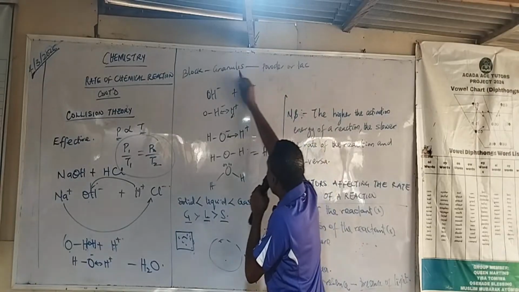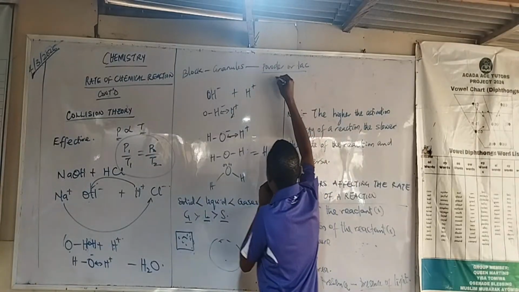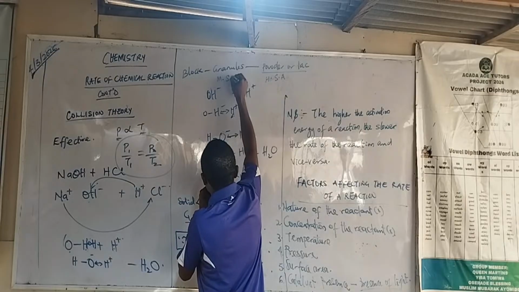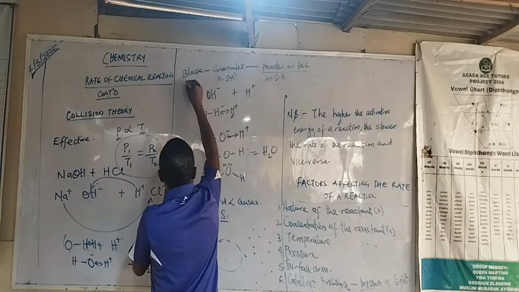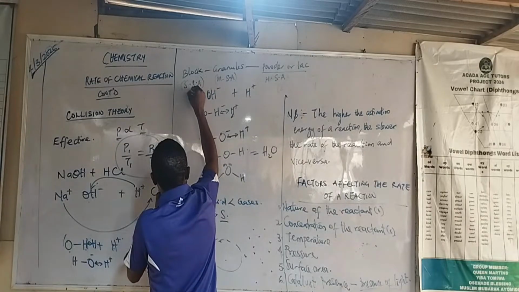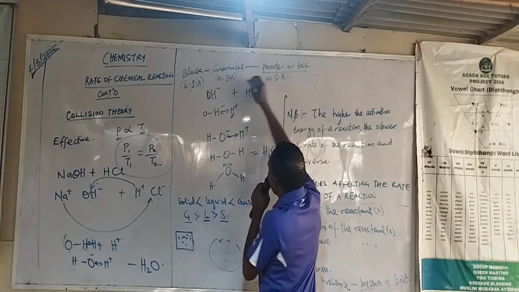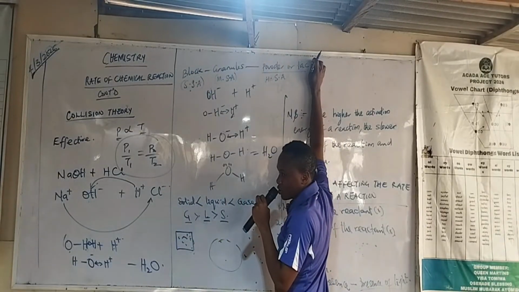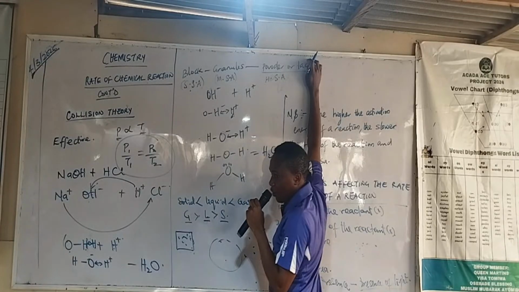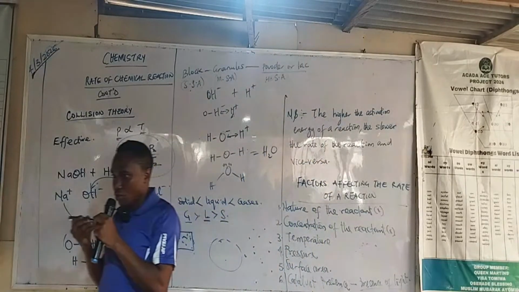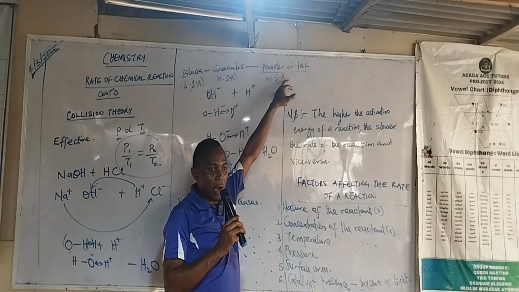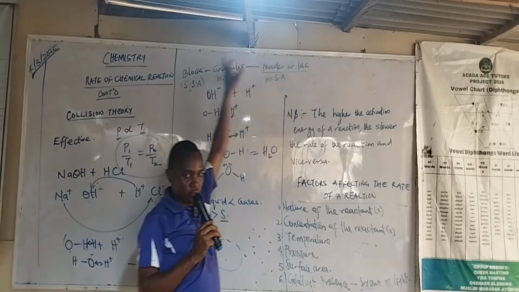So this one has higher surface area, this is a medium surface area, and this is a smaller surface area. So you are expecting that the rate of chemical reaction is expected to increase from block towards powder, and decrease from powder towards block. You get it now?